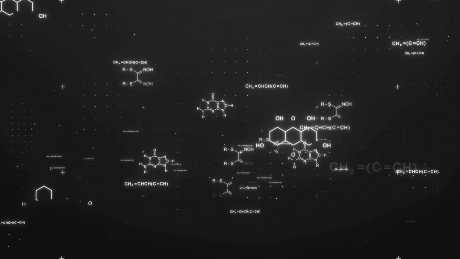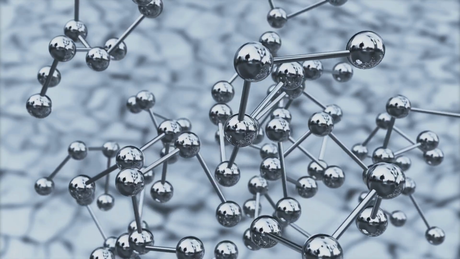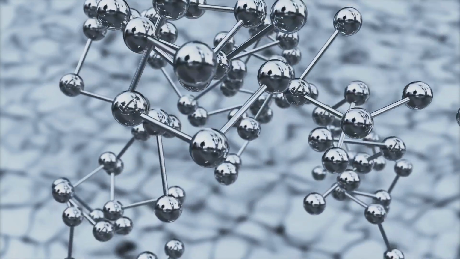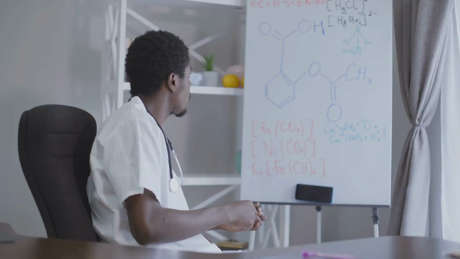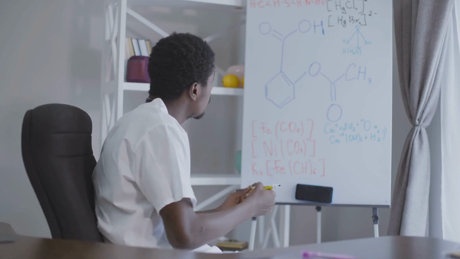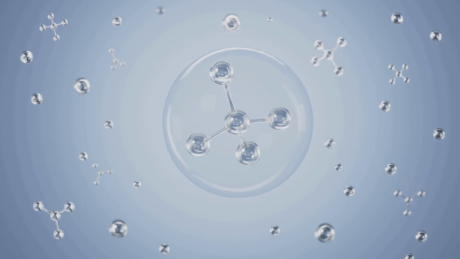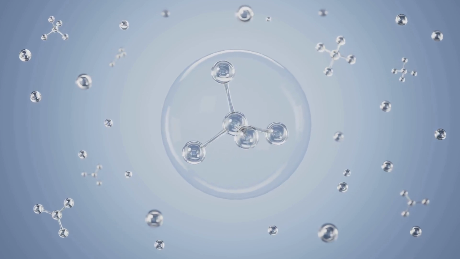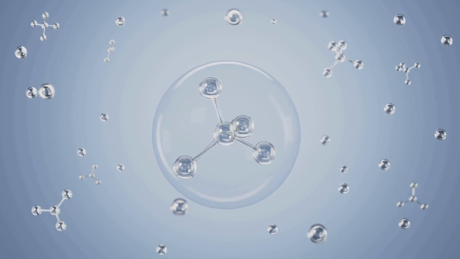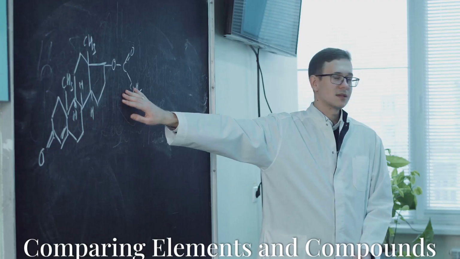Now, when atoms combine together, they form molecules. A molecule is a group of two or more atoms that are held together by chemical bonds. These bonds can be either covalent or ionic, depending on the type of atoms involved. For example, when two hydrogen atoms bond with one oxygen atom, they form a water molecule, which is represented by the chemical formula H2O.